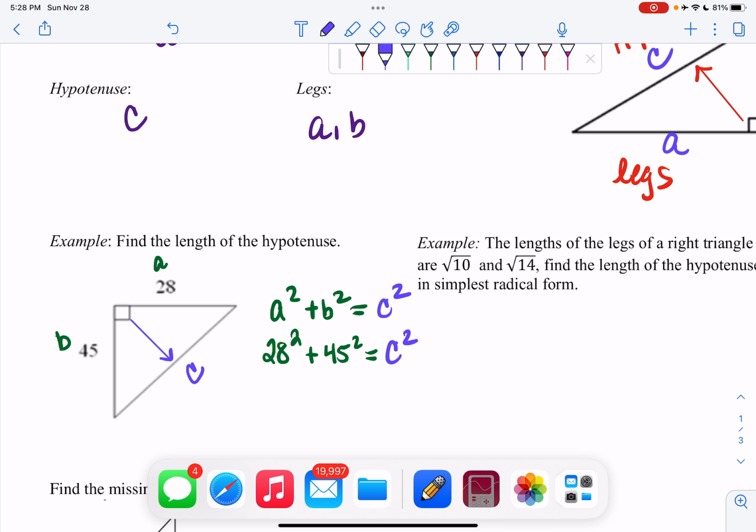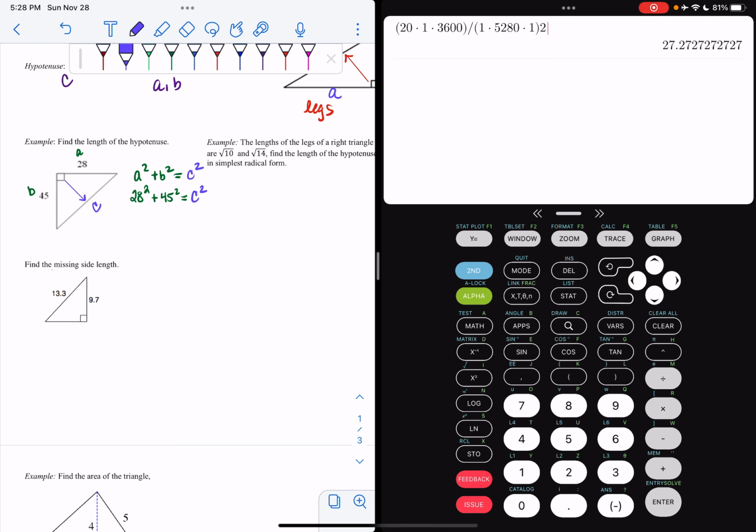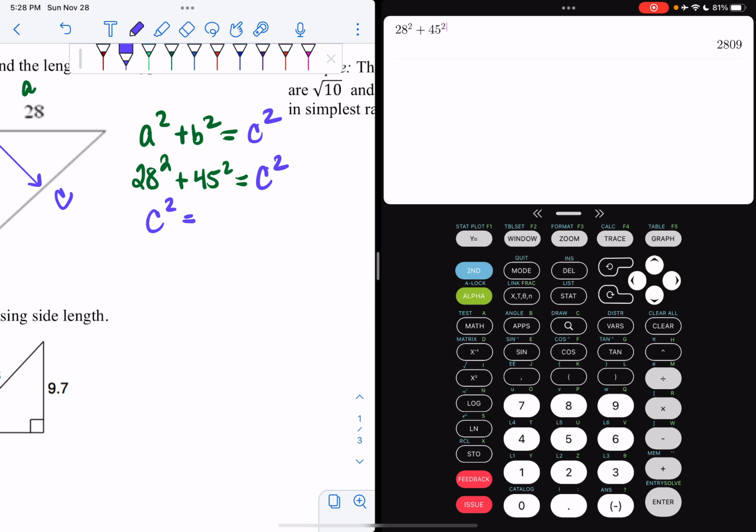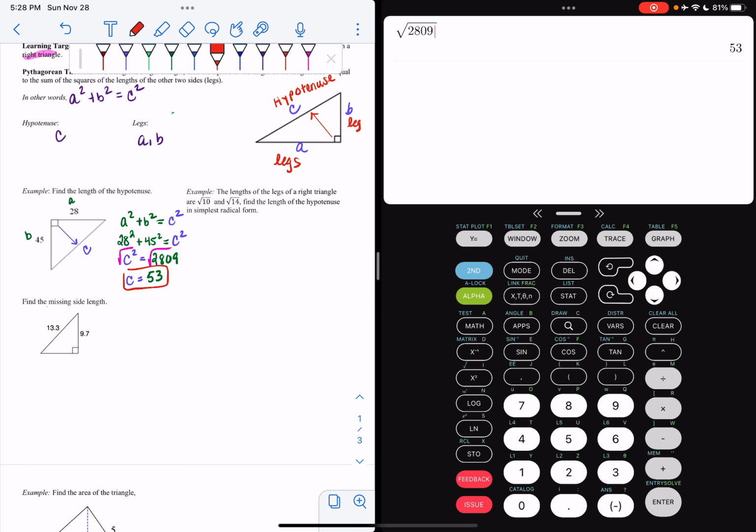So I'm going to go to my calculator and type in 28 squared plus 45 squared, and that gives me 2,809. So I can say c squared is equal to 2,809. Now, the only way to get rid of that square is to take the square root of both sides. So I'm going to take the square root of both sides. So I take the square root of 2,809, and when I do that, I get 53. So I can say c is equal to 53. And that's your final answer. So my hypotenuse is 53.